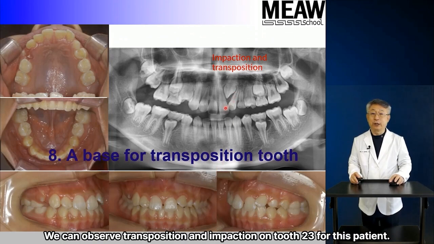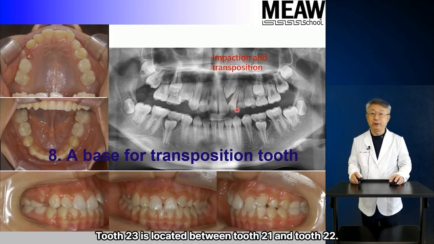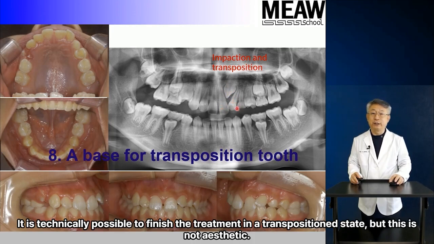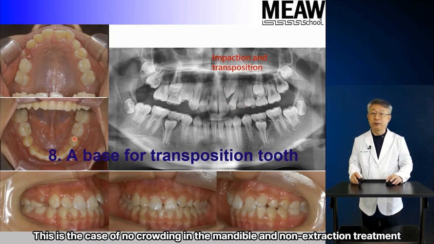We can observe transposition and impaction on tooth 23 for this patient. Tooth 23 is located between tooth 21 and tooth 22. It is technically possible to finish the treatment in a transpositioned state, but this is not aesthetic. This is the case of no crowding in the mandible and non-extraction treatment.